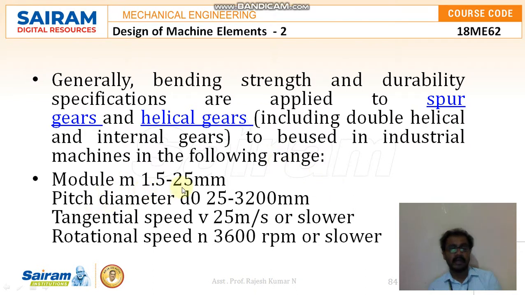So the module, and this is the data we are supposed to remember. The module m is 1.5 to 25 mm, the pitch diameter is 25 to 3200 mm, the tangential speed is 25 meters per second or a little slower, and the rotational speed is 3600 rpm or slower. We should go with these standard values, whatever range they have specified. Then we can avoid failure of the machines which are used in industries.